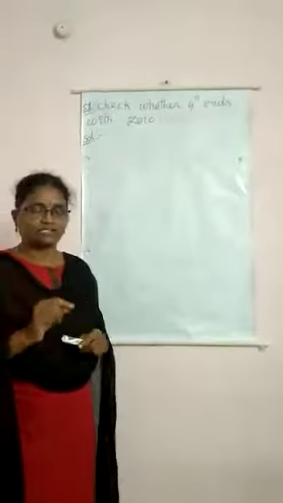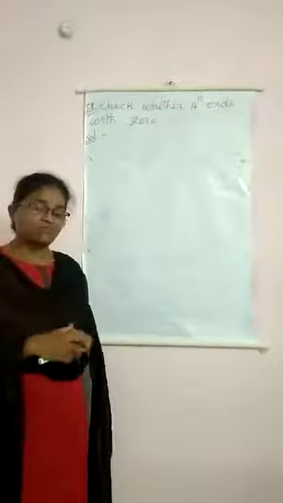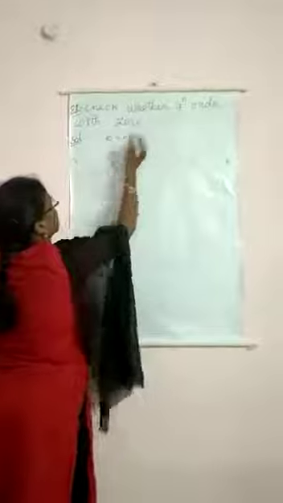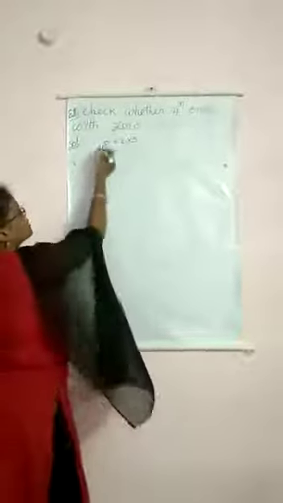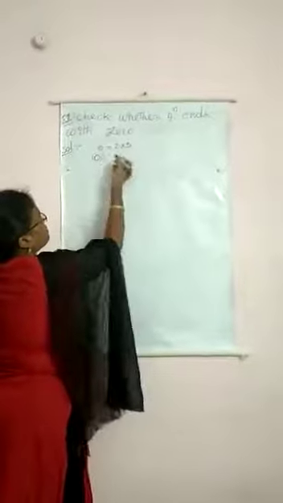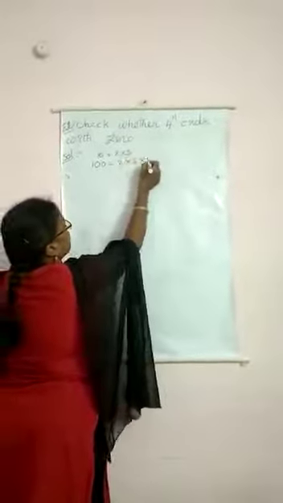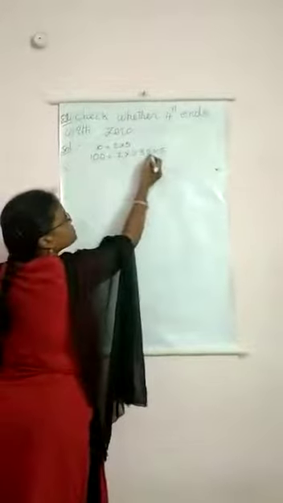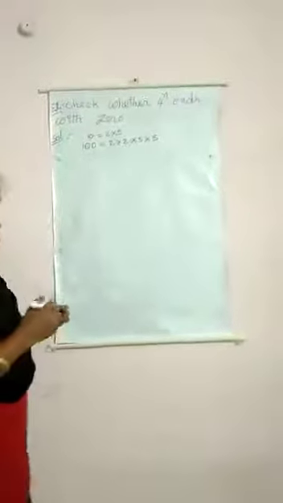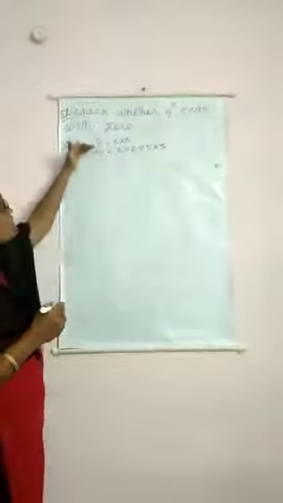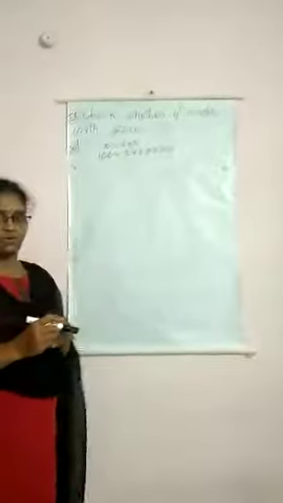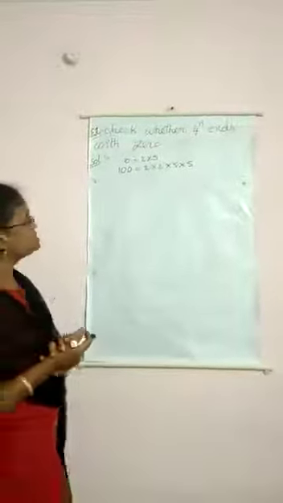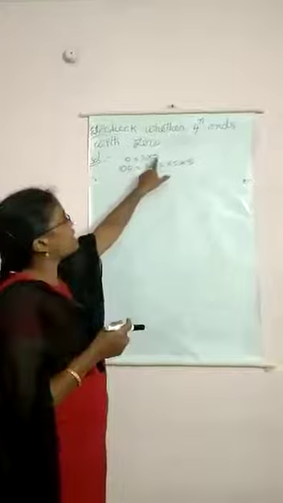Example: 10. It ends with 0. The prime factorization of 10 is 2 into 5. If we take 100 as an example, it is 2 into 2 into 5 into 5. 2 2s are 4, 4 5s are 20, 20 5s are 100. So in this way, we can see that if a number ends with 0, then its prime factorization must contain 2 and 5.